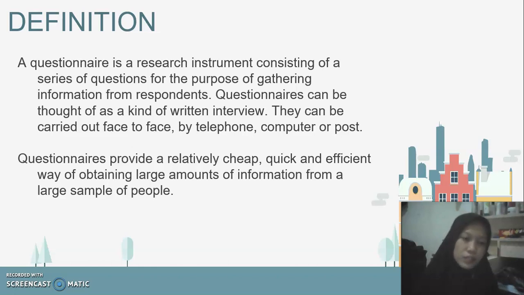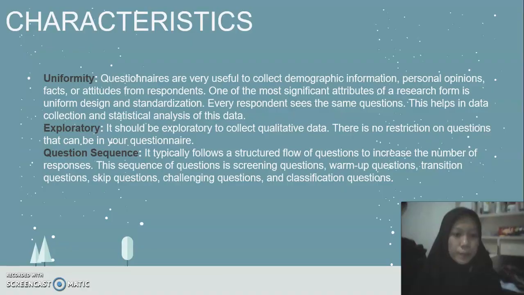Questionnaires provide a relatively cheap, quick, and efficient way of obtaining large amounts of information from a large sample of data. So these are the characteristics of questionnaires. First, uniformity. Questionnaires are very useful to collect demographic information, personal opinions, facts, or attitudes from respondents. And one of the most significant attributes of a research form is uniform design and standardization. Every respondent sees the same questions. This helps in data collection and statistical analysis of this data.